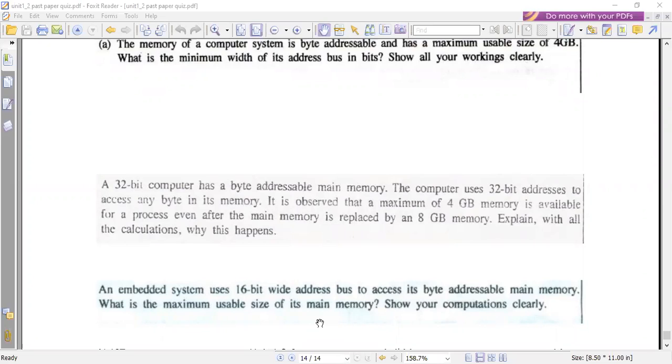In that question also they have mentioned byte addressable main memory. What is the maximum usable size of its main memory? Show your computations clearly. So they are telling we have 16 bits. We'll see how to do that.